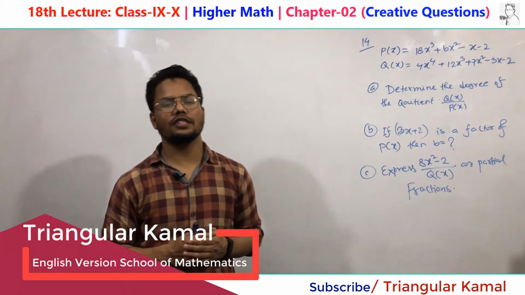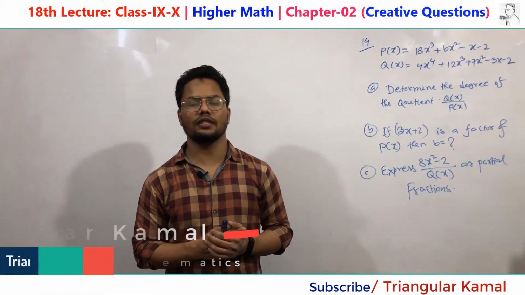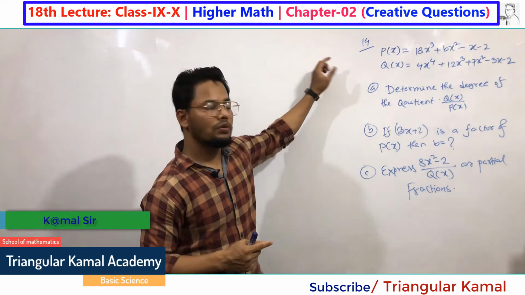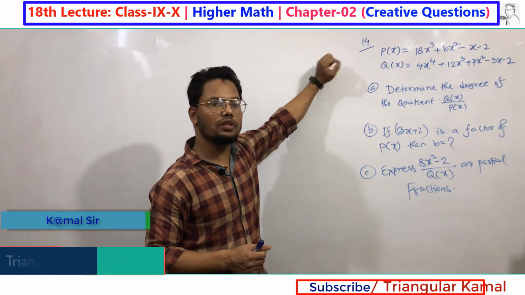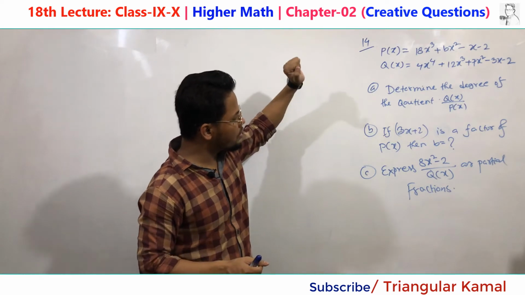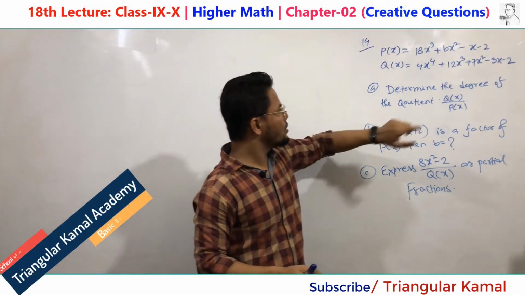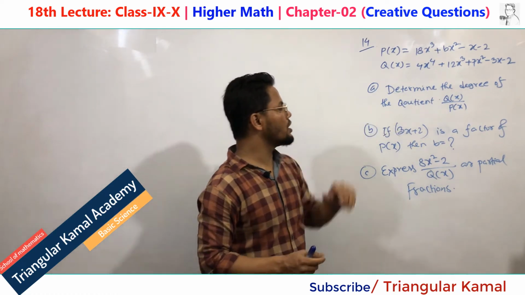Today I am going to discuss one of the most important creative questions for the students of class 9 and 10. The creative questions from chapter 2, algebraic expressions. In the last few contents we have already done number 1 to number 13. Today I am going to discuss number 14, which is the combination of partial fractions, remainder theorem and the standard polynomial equation, how to find the degree.